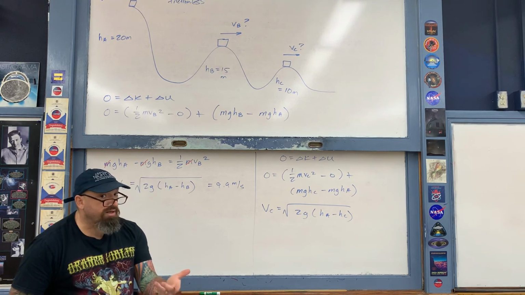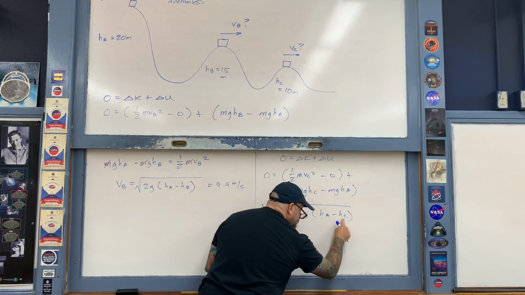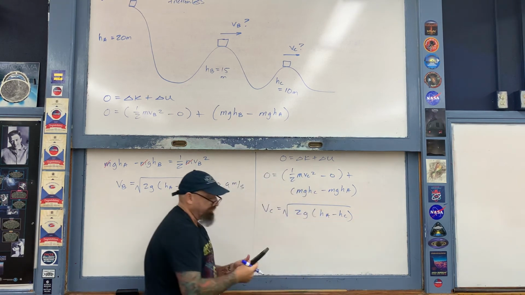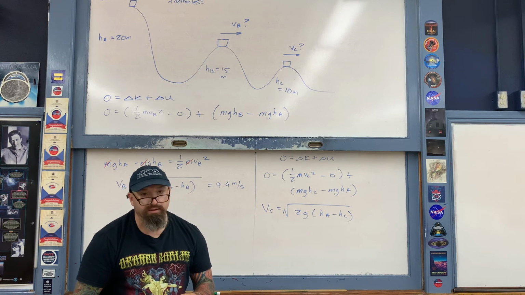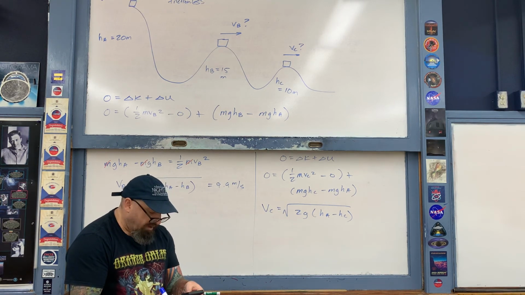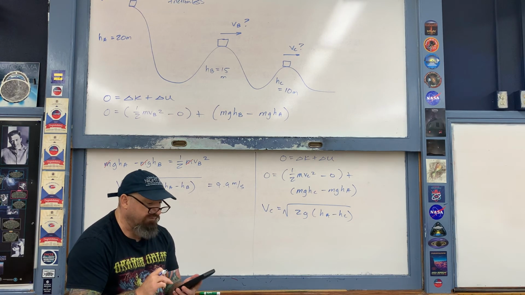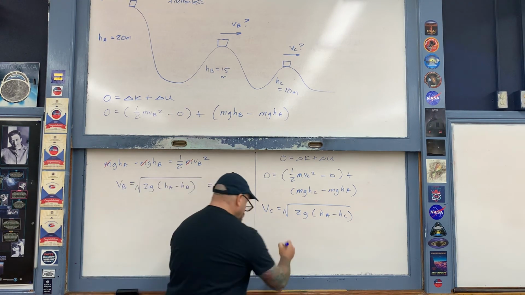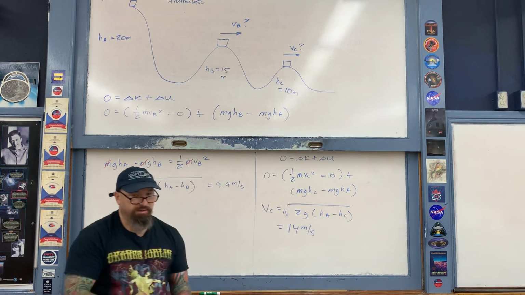Once again, this is always the case as long as the object begins at rest. In this case, however, the height change is greater than it was for hill B. It's 20 minus 10 meters for a total of 10 meters in parentheses. So the speed at the top of hill C is going to be greater than at the top of hill B. Finishing up, the square root of 2 times 9.8 times the height change of 10 meters ends up being a speed of 14 meters per second.